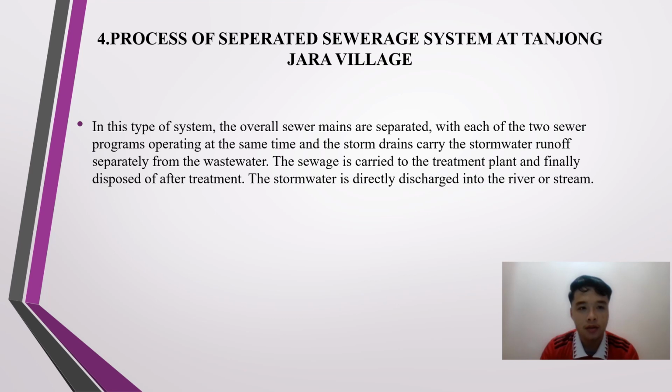Next, process of sewerage system at Tanjung Jara village. In this type of system, the overall sewer mains are separate, with each of the two sewage systems operating at the same time, and the storm drains carry the stormwater runoff separately from the wastewater. The sewage is carried to the treatment plant and finally disposed of after treatment. The stormwater is directly discharged into the river or stream.